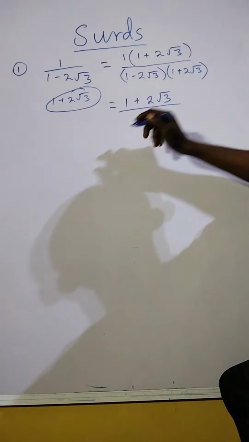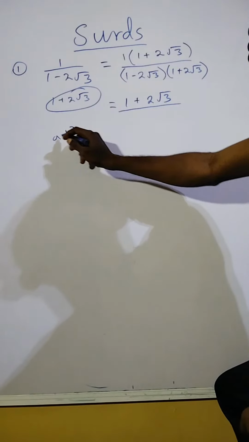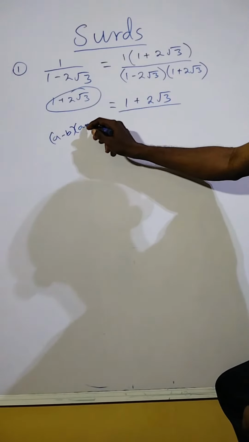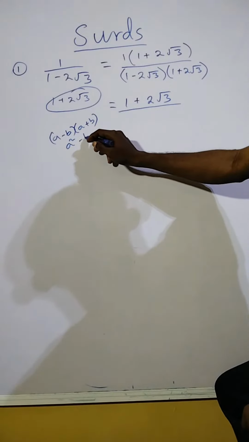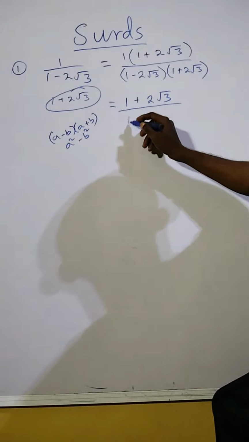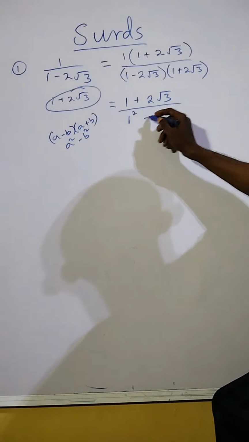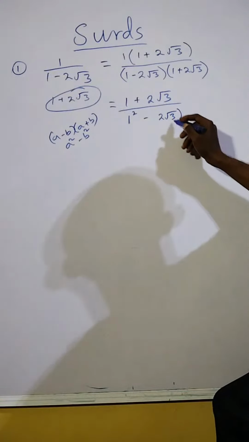When we have a conjugate surd like this, it follows that when we have a minus b into brackets, open brackets, a plus b, we write this as a square minus b square. And here, a is 1, so we have 1 square minus b, which is 2 root 3, so we have 2 root 3 all squared.